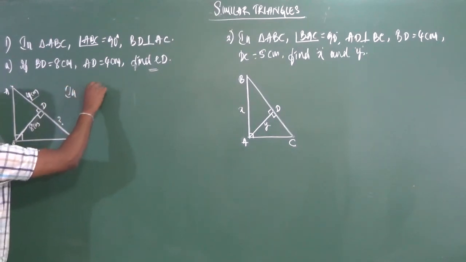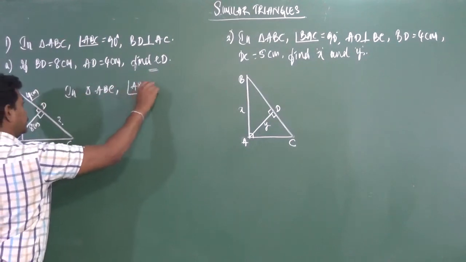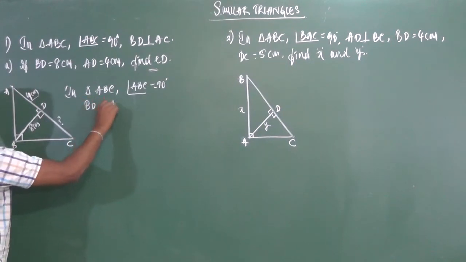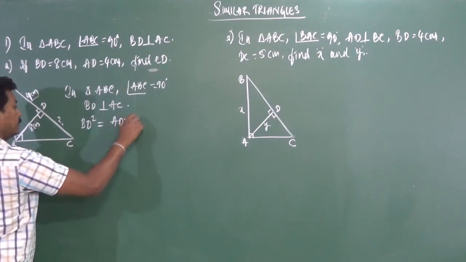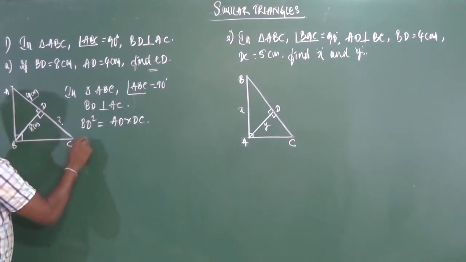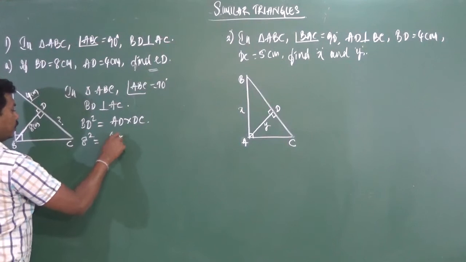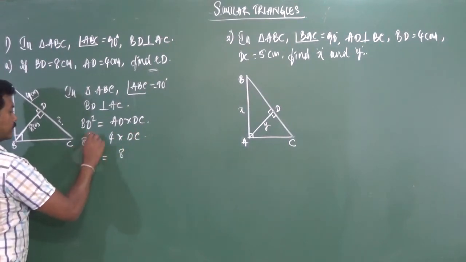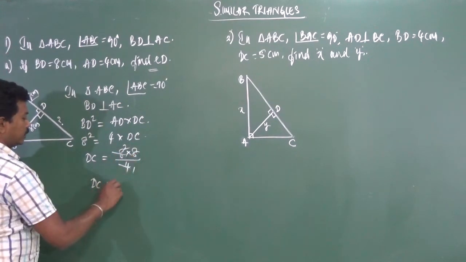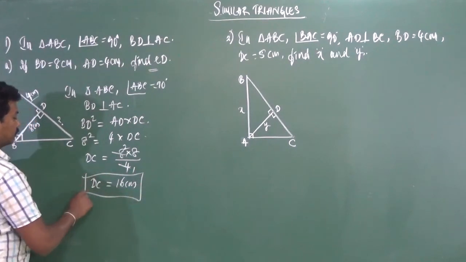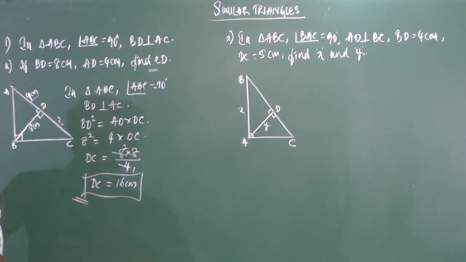So in triangle ABC, angle ABC is equal to 90 degrees and BD is perpendicular to AC. Now BD square is equal to AD into DC. This is corollary 3 we are applying here. So BD square, 8 square, is equal to AD, which is 4, into DC. So DC is equal to 8 into 8 by 4. 8 by 4 is 2, so 8 2s are 16. So DC is 16 centimeters. What is the length of DC here? The length of DC is 16 centimeters. It is very important.